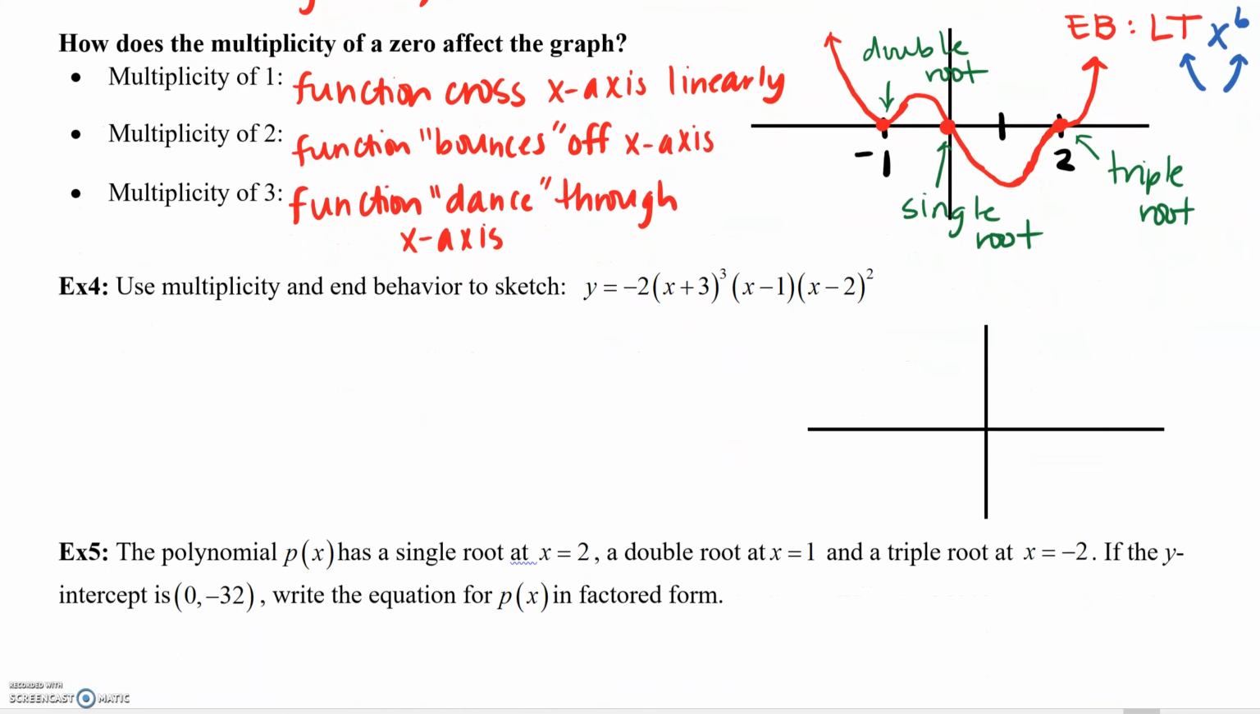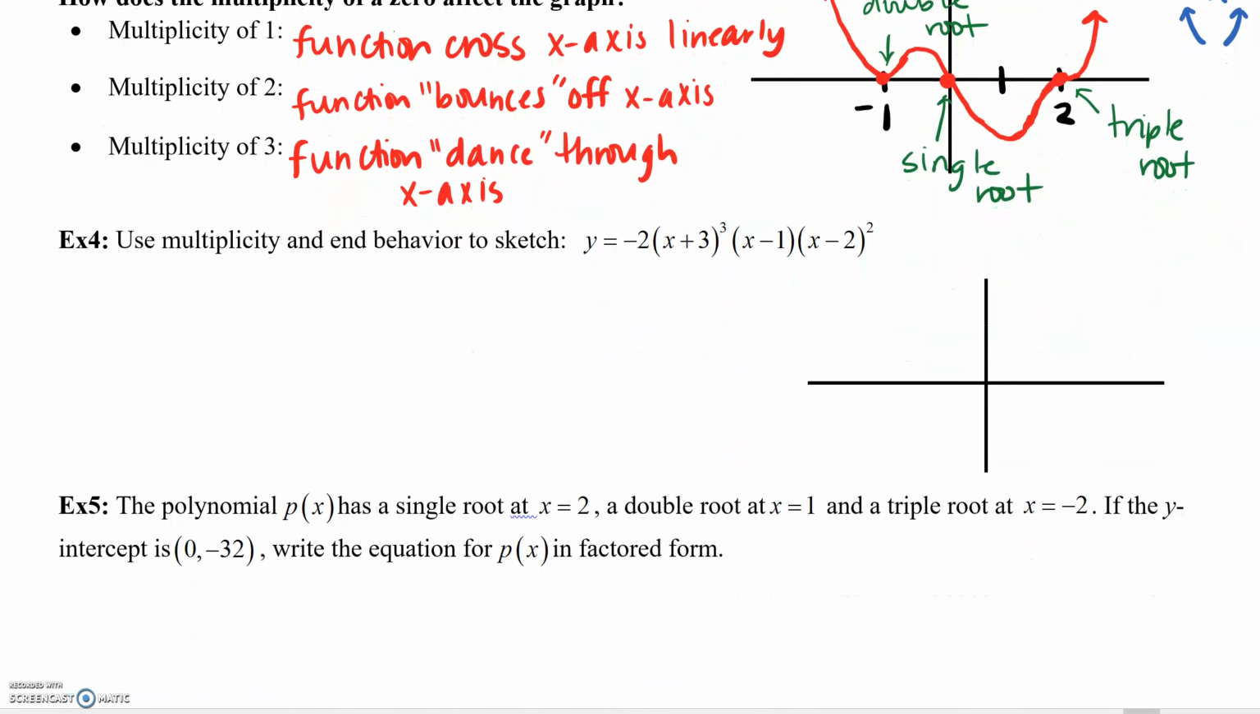So look at example 4. We're going to use multiplicity and end behavior to sketch this graph. The first thing I like to do is just mark out where my x-intercepts are. So I see that one of my x-intercepts is at -3. You could even make a note to yourself, this is multiplicity 3, so we know that when we graph it, it's going to have to dance through that point.